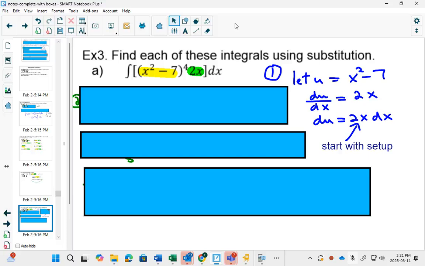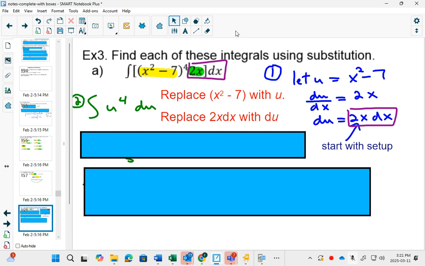What does this allow us to do? I am going to replace, you see how I can replace, obviously the yellow part with u, but now I can also replace all of this 2x dx with du. And my integral now just looks like this. Super easy integral. Super complicated integral, a little substitution, super easy integral.